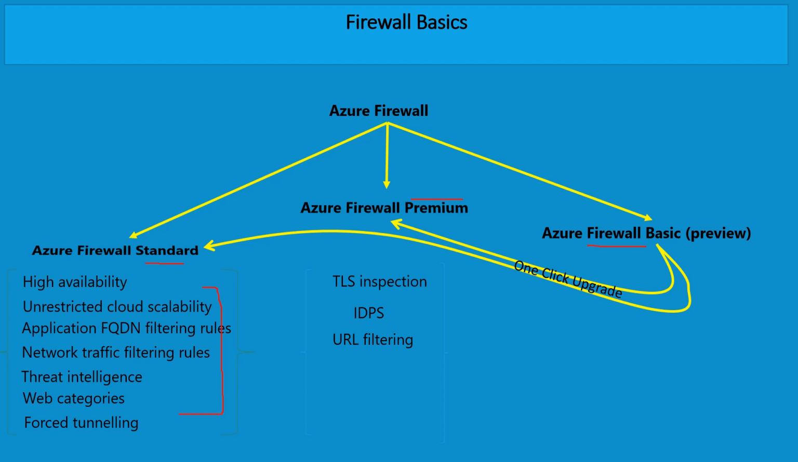So you can go for high availability, unrestricted cloud scalability, threat intelligence, web categorization, forced tunneling, etc. And you can further upgrade to Premium, which gives you more functionality like TLS inspection, IDPS, and URL filtering. On top of that, upgrading the firewall from a lower SKU to a higher SKU is a one-click upgrade. You can upgrade from Firewall Basic to Premium, or you can directly go for the Standard. And if you're running on the Standard, you can go for Premium as well.